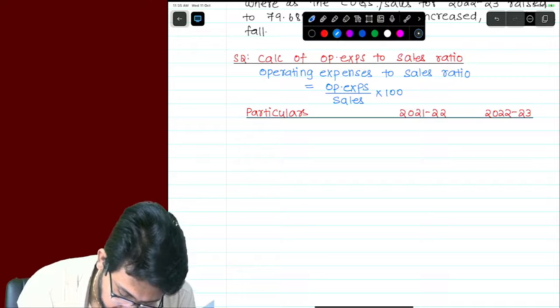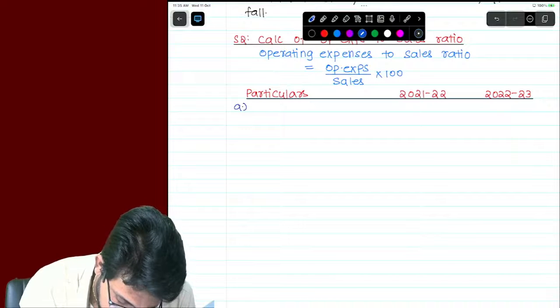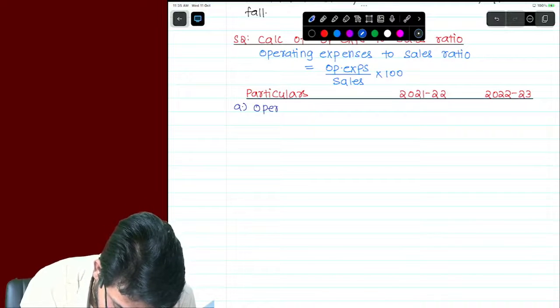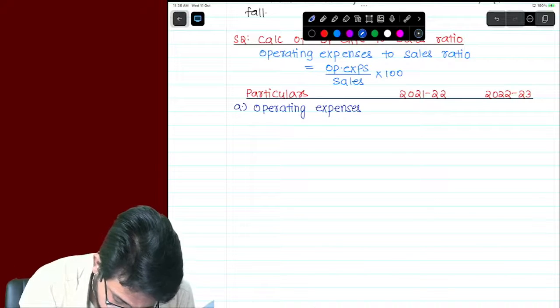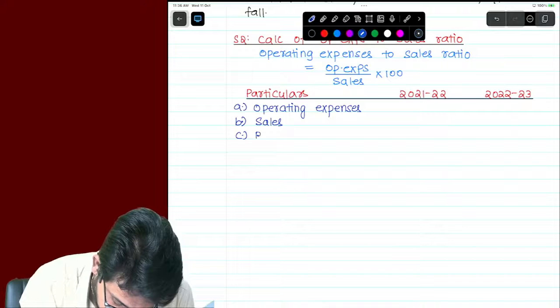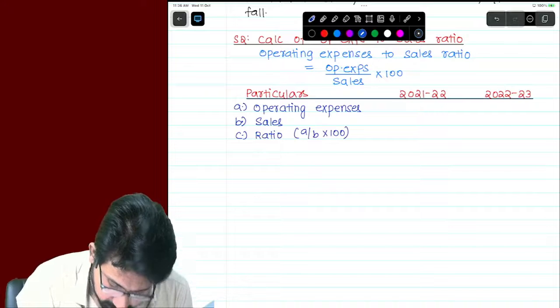So first, what is the step number 1? What is the point we need to write first? A. What is the A? Operating expenses. B. Sales. C. Ratio. A by B into 100.